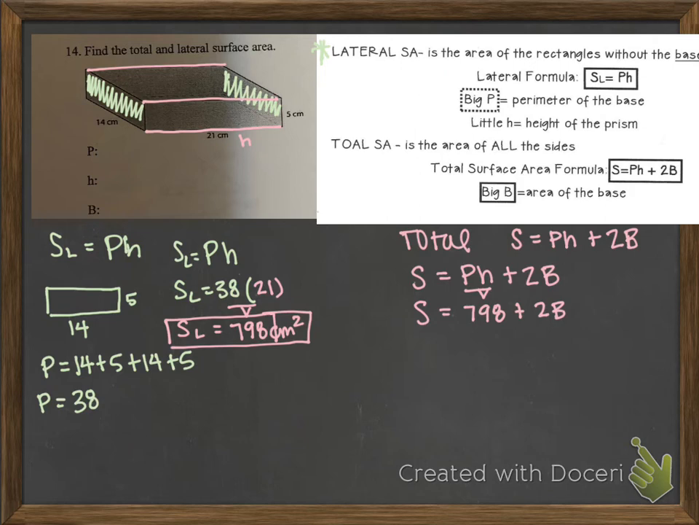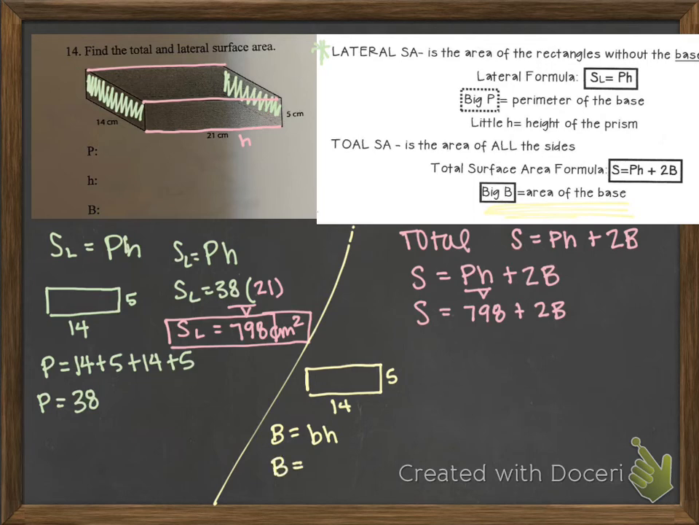Okay, so now we have to find the big B. I'm going to do that right here. So here's my base again. And big B is the area of your base. Big B equals area of base. So this is a rectangle, so the area of your base is base times height. And for this rectangle is 14 times 5. Okay, so then 14 times 5 is 70.